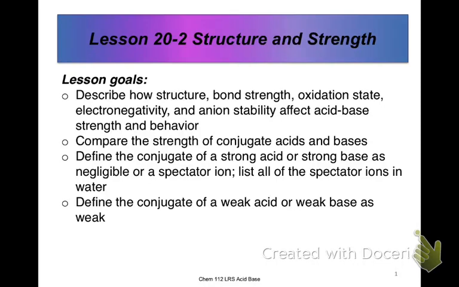Hi, Chem 112 students. This is an explanation of Lesson 20-2, the structure and strength of acids and bases. We've already talked a bit about definitions of acids and bases, and now we're going to talk about how the structure and polarity and the bond strength are going to affect its strength. We're also going to talk a little bit about the conjugates and their strength.